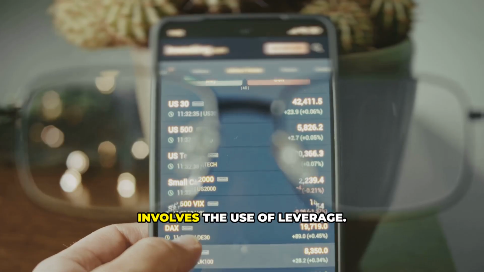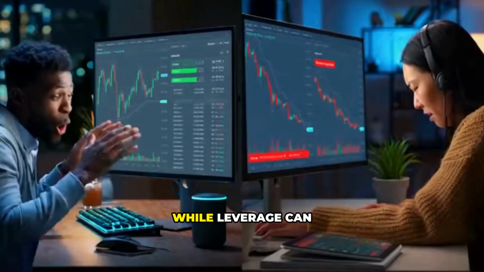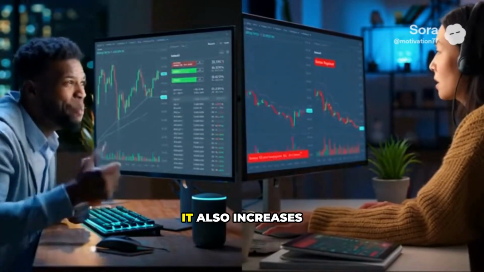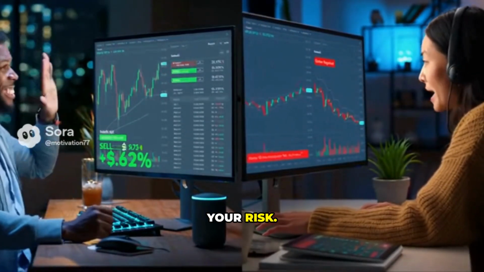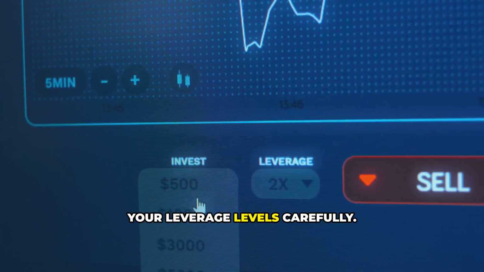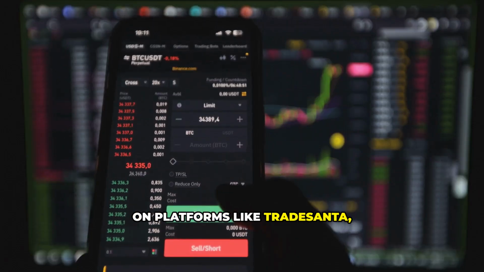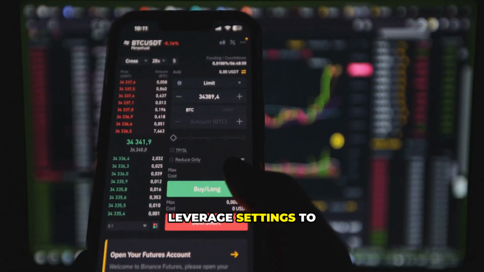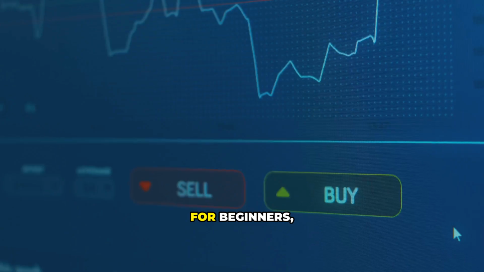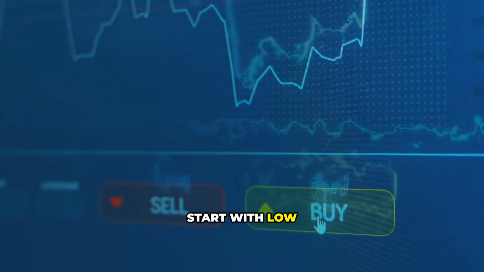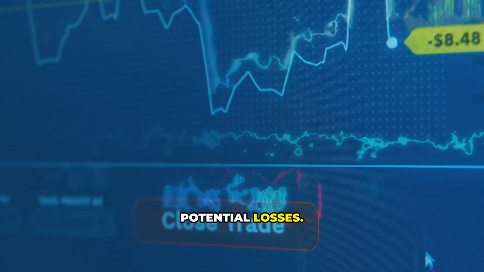The 6th setting involves the use of leverage. While leverage can amplify your profits, it also increases your risk. It's crucial to set your leverage levels carefully. On platforms like TradeSanta, you can adjust leverage settings to suit your risk appetite. For beginners, it's advisable to start with low leverage to minimize potential losses.